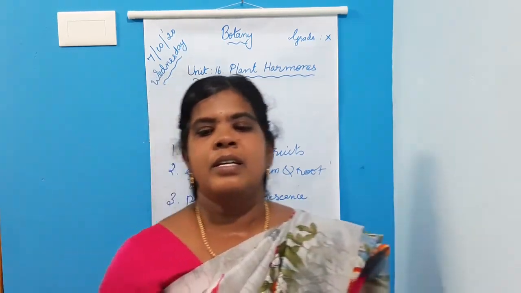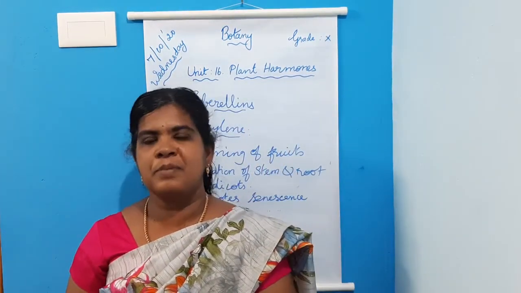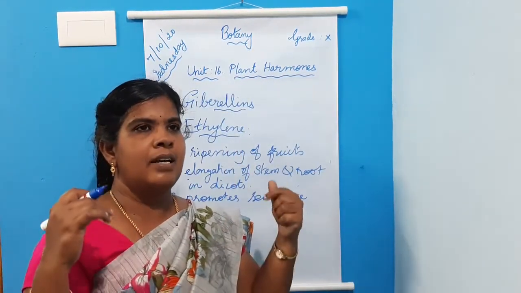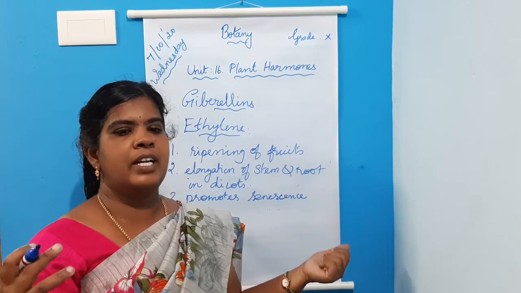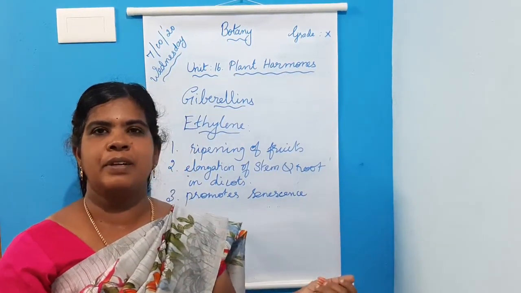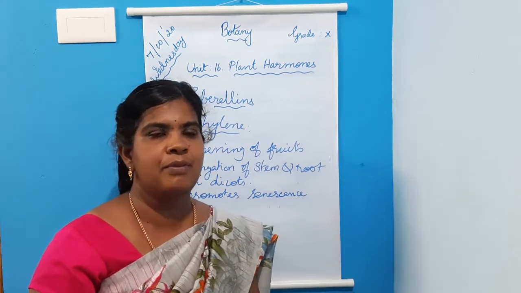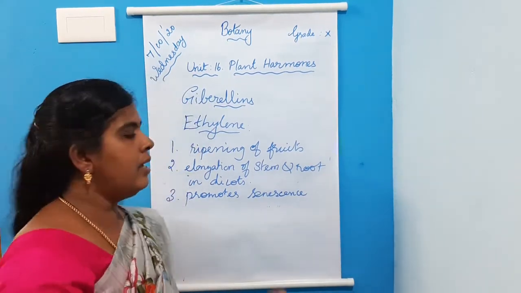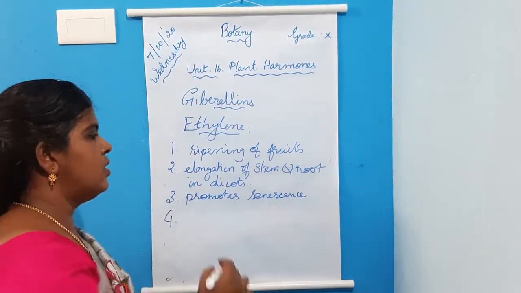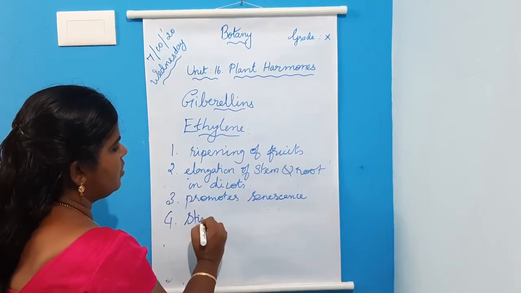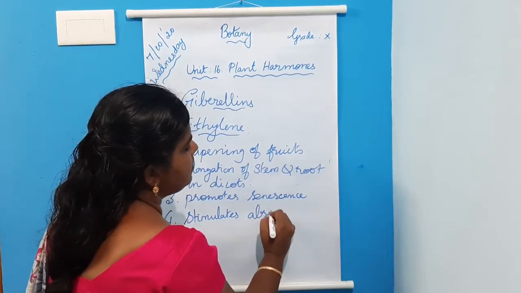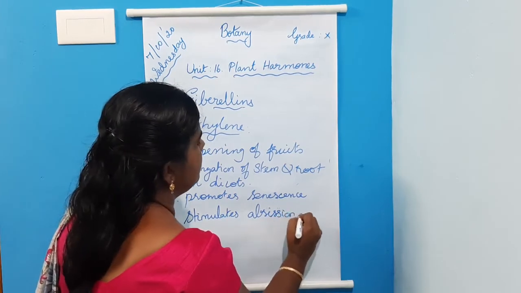Next, it stimulates the formation of abscission zone in leaves, flowers and fruits. This leads to premature shedding, before they attain maturity. These leaves, flowers and fruits fall down from the plant. So it stimulates the formation of abscission zone.